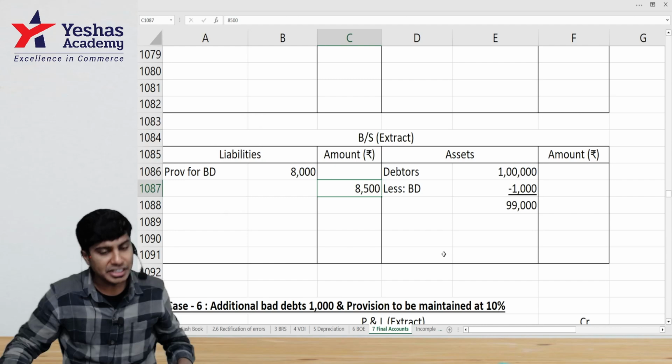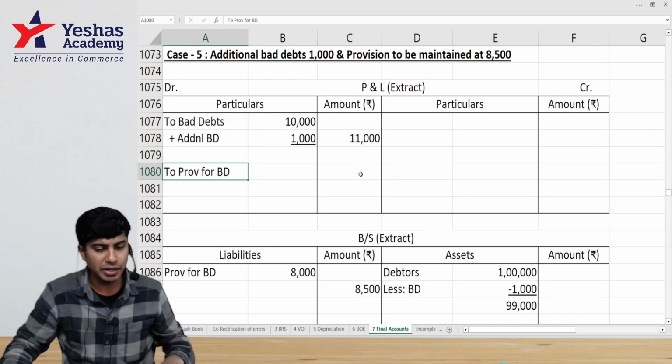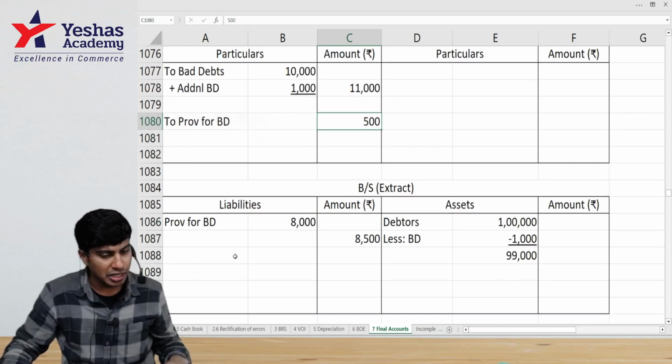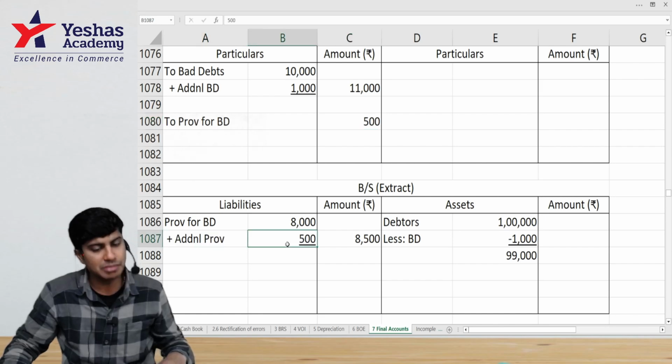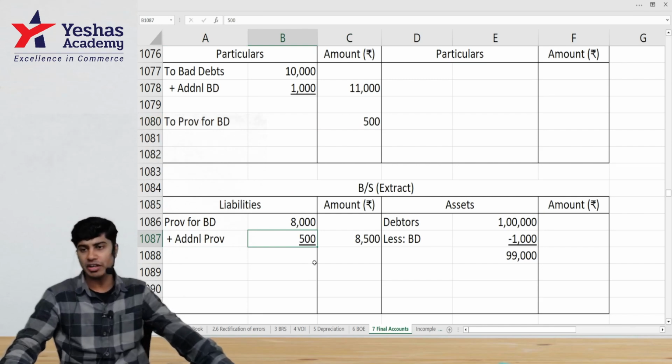That 500 of additional provision that I'm creating will become expense. So I'll write it in P&L account debit side. And once I create that expense, it will become liability, increasing my provision from existing 8,000 to be maintained 8,500.